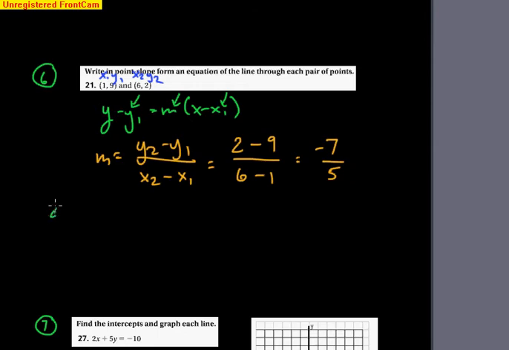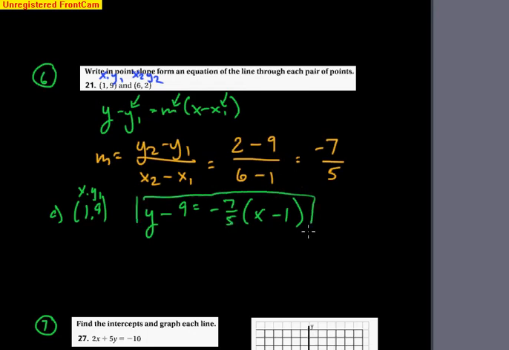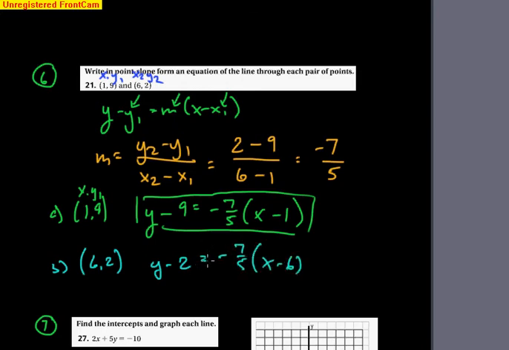So you have 2 choices. A, I'm going to use the point (1, 9) as my x1, y1. So your equation would be y minus 9 equals negative 7/5 times x minus 1. There's one equation. Or B, you could use the point (6, 2), and you'd have y minus 2 equals negative 7/5 times x minus 6, because (6, 2) is your x1, y1. So either equation would work for your point-slope form.